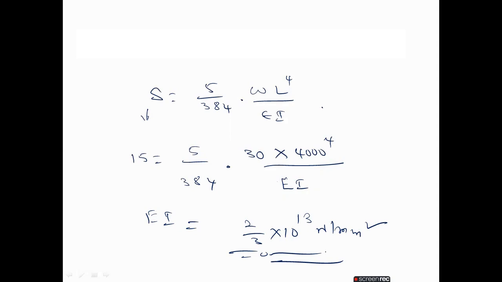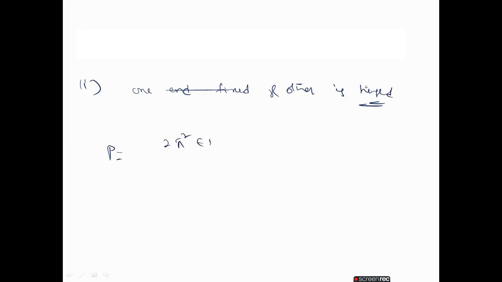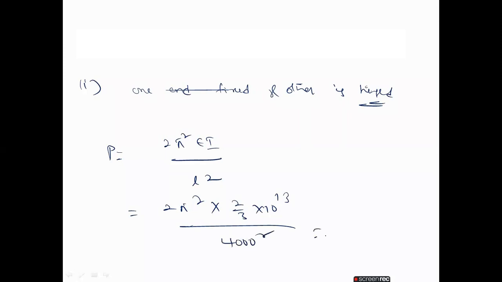Now what they are asking is to calculate the crippling load when one end is fixed and the other end is hinged. The first condition is one end fixed and other hinged. So the formula for this one is P equal to 2 pi square EI by L square. Here I will substitute 2 pi square into 2.3 into 10 power 13, and L is nothing but 4000 square. If you calculate this one, we will get the answer 8224.5 kilonewton. So this is for the first condition by using the formula.